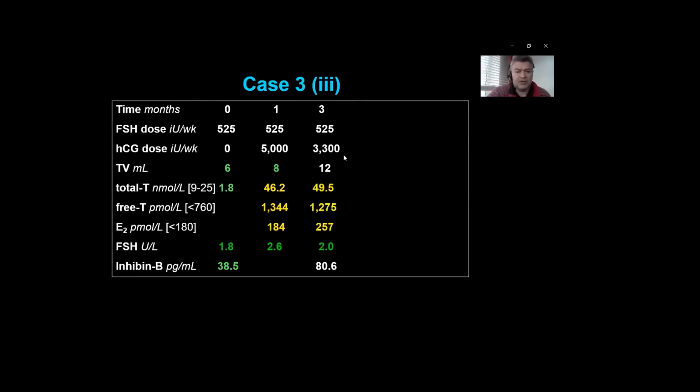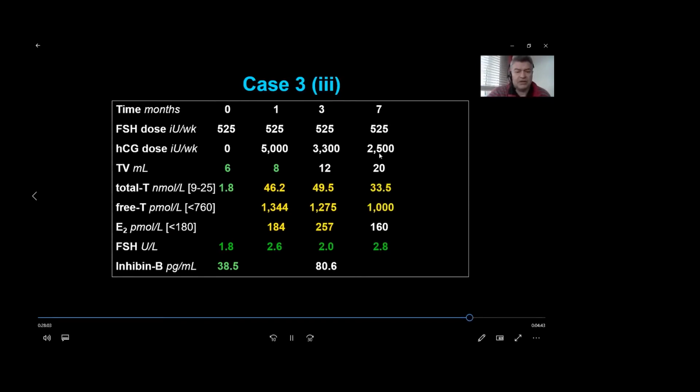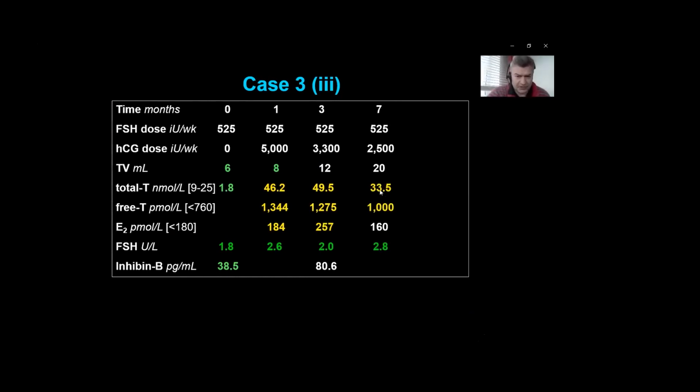At 3 months, we've knocked the HCG dose down a bit, and there's still some overshoot of hormone levels, but thank goodness he doesn't get gynecomastia. Inhibin B level coming up nicely, it's a Sertoli cell marker. At 7 months, we've knocked the HCG dose down even more. He's just on 2,500 a week. Hormone levels still above normal, but approaching normality. FSH level here still below target.